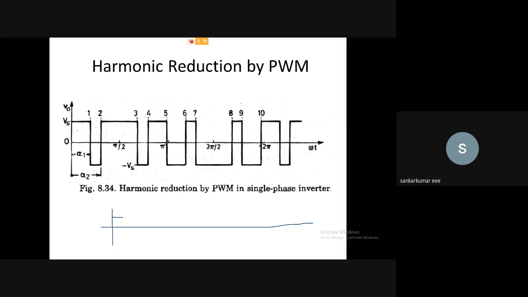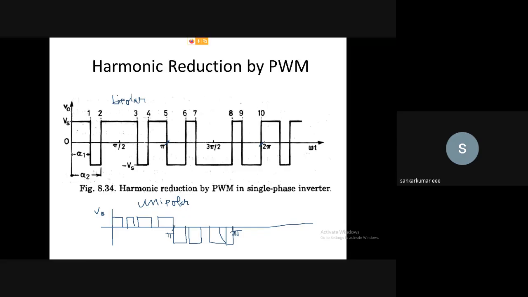If it is unipolar, the waveform will be like this. It will be only positive in the positive half cycle, and only negative in the negative half cycle. This will be pi, and up to 2 pi there will be the negative half cycle. So here it will be like this. Only the negative pulses will be there in the output voltage, right? That will be the waveform for the unipolar PWM. Unipolar PWM has positive pulses alone in the positive half cycle, and this bipolar one will have positive and negative pulses in both positive and negative half cycles, right?